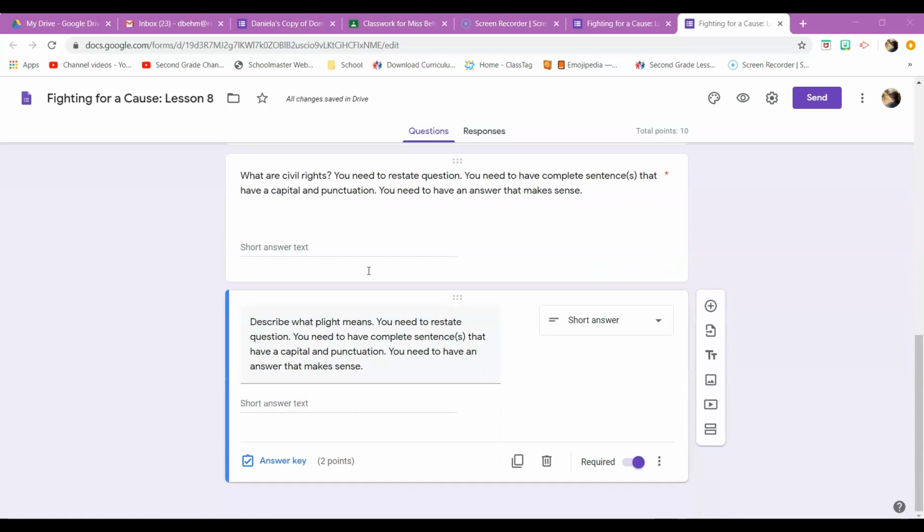And the last one is describe what plight means. And you need to restate the question. You need to have complete sentences that have capital and punctuation. And you need to have an answer that makes sense. So for the last 2 questions, you may have more than one sentence. You don't necessarily have to. That's why I put the little S in parentheses to mean that you could have more than one.